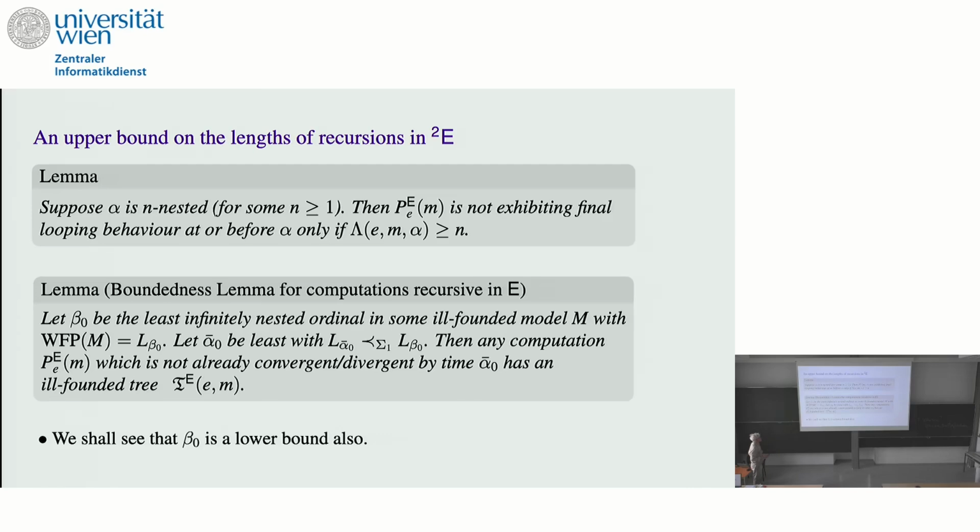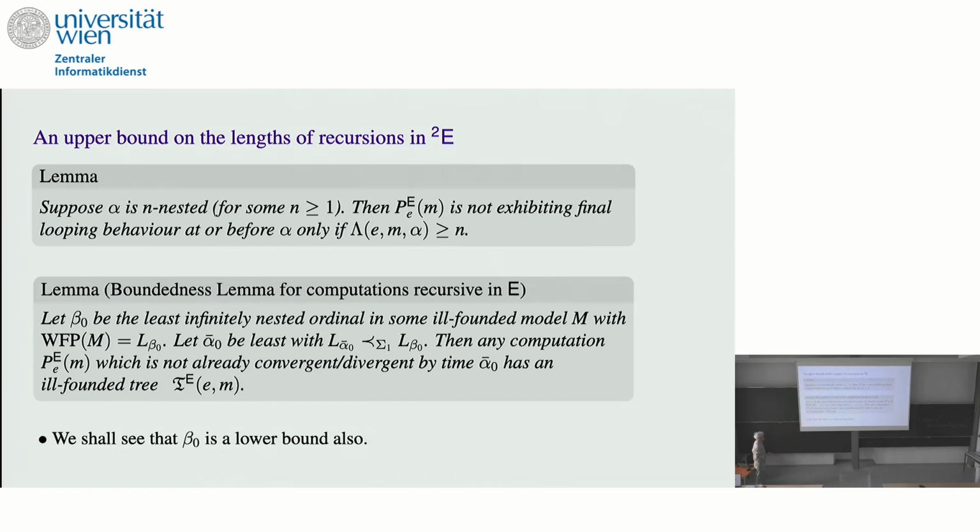Okay, now comes the least infinitely nested ordinal. This is now important, and I'm calling it beta 0. Bit of unfortunate choice there, but anyway, it's beta 0. It means that there's an ill-founded model M whose well-founded part is this L beta 0, and it supports this picture of this nesting. One can show that this is sigma 1 non-projectable, so actually there's a least alpha 0 bar, which is a sigma 1 substructure of this L beta 0. Just how it looks.